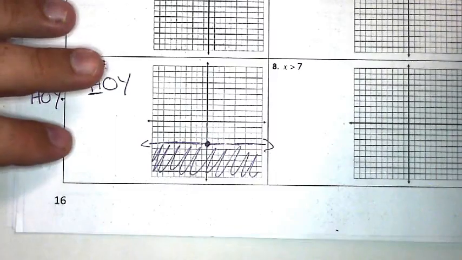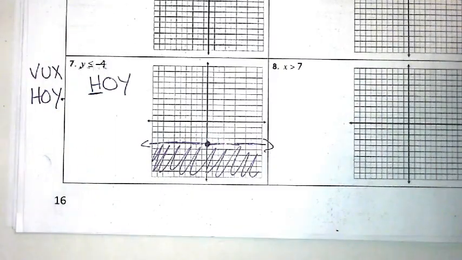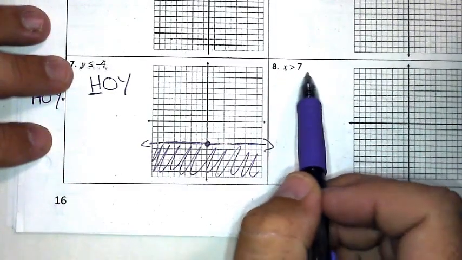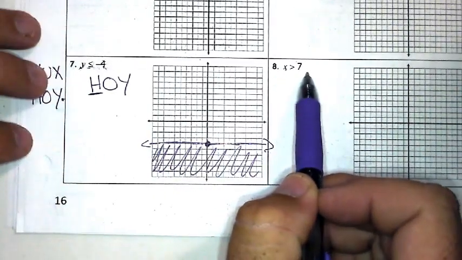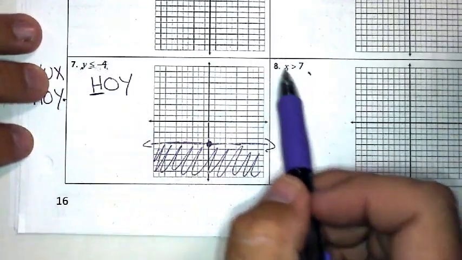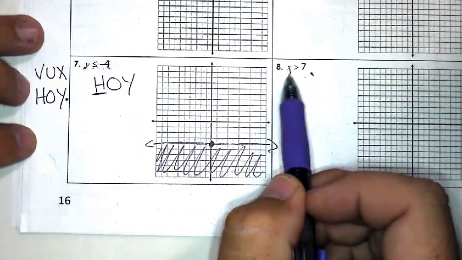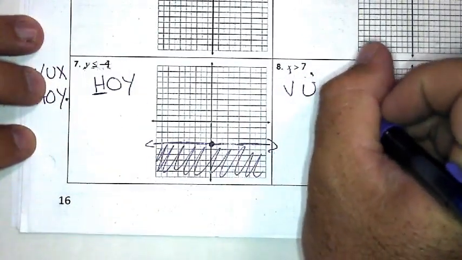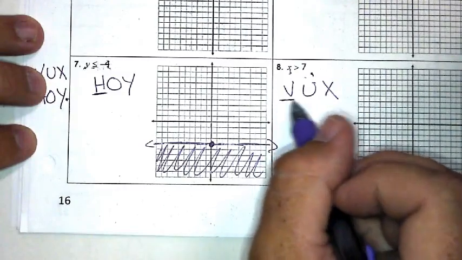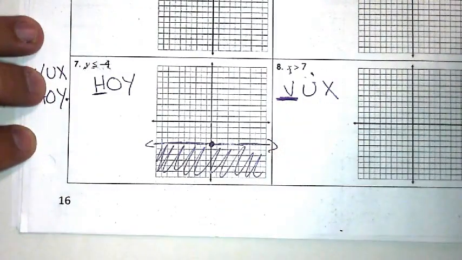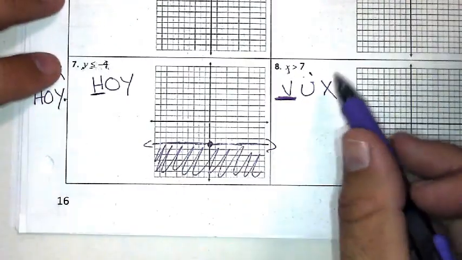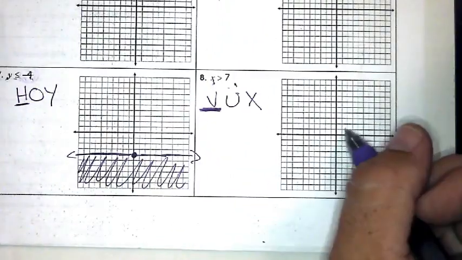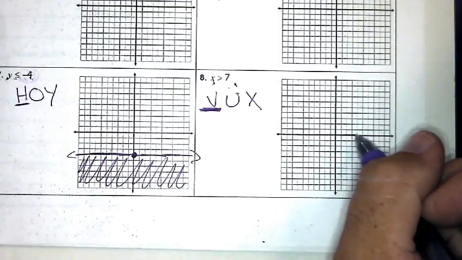Problem number 8. I have a variable opposite of a constant, so I go to my acronyms of VUX and OI. In this situation, the variable I'm given is an X, so which of the two am I using? VUX tells me I have what type of line? A vertical line at X equals 7. So I go all the way to 7. 1, 2, 3, 4, 5, 6, 7. And I draw a vertical line.